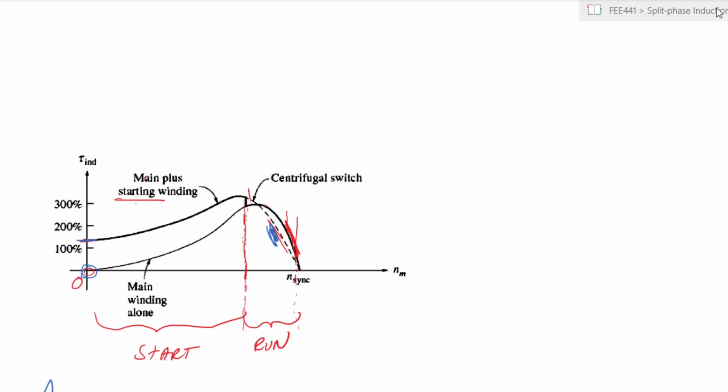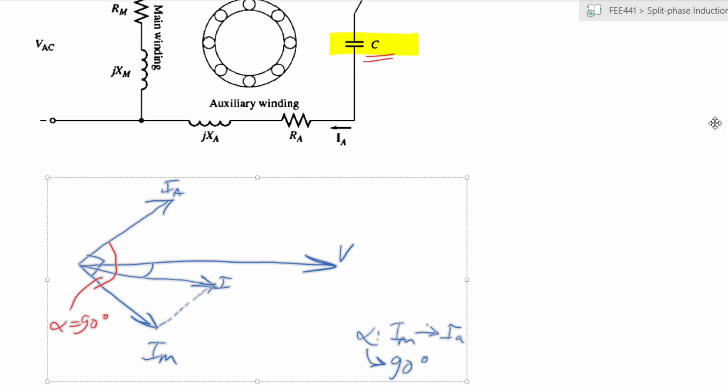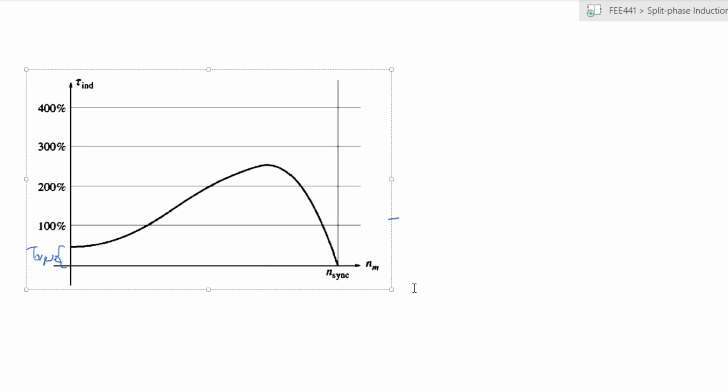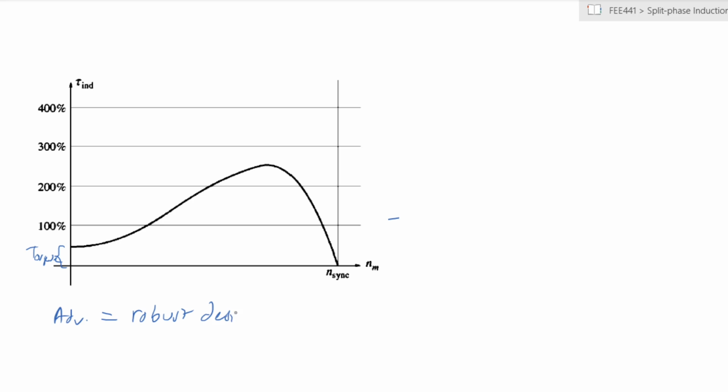So this is a compromise which allows us to have a simpler, more robust design, whereby you don't need a mechanical switch, but at the same time you have a starting torque. So the advantage: a robust design, no moving part, but the disadvantage is low starting torque.